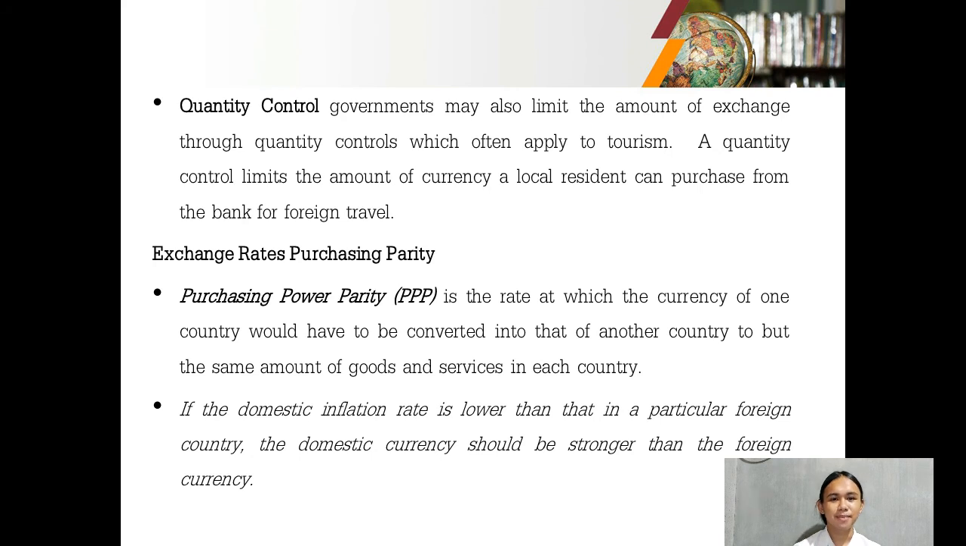Exchange rate purchasing parity. Purchasing power parity is the rate at which the currency of one country would have to be converted into that of another country to buy the same amount of goods and services in each country. This means the price of similar goods is the same regardless of which currency one uses to buy the goods, since goods and services in each country are priced in their own currency. It is difficult to make a clear comparison of the price of a given good or service in two different countries.